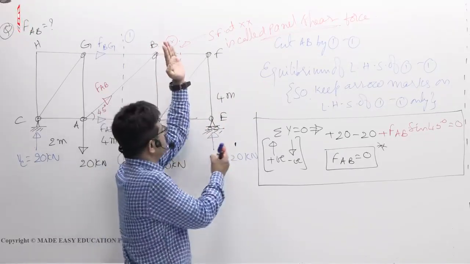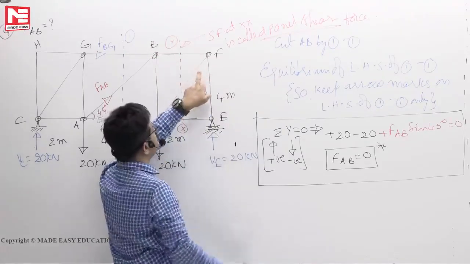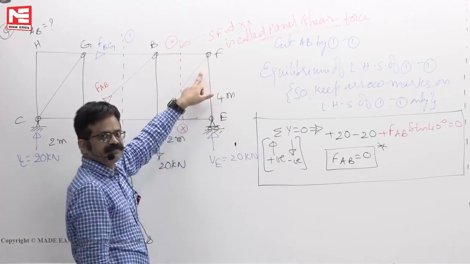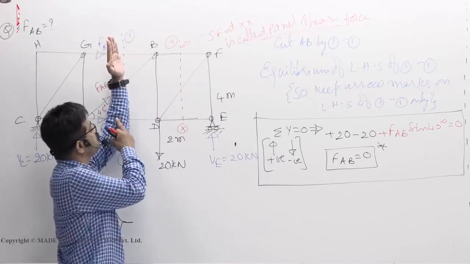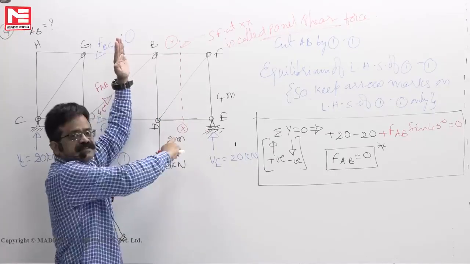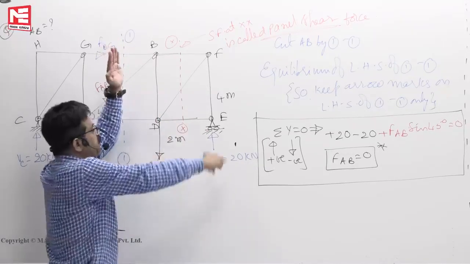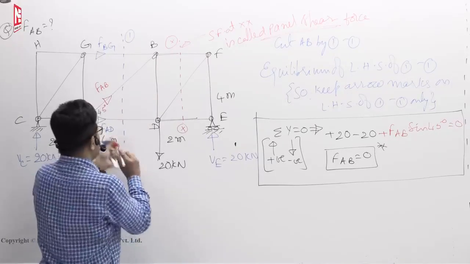Now if you stand here and look to the right side, this is an upward force. To balance this, it has to be downward. That means this member is under tension, so it won't be 0. Now come to the second panel, stand here, look right side: 20 up, 20 down, so the net panel shear force is 0. If the panel shear force is 0, the force in the inclined member in that panel has to be 0.